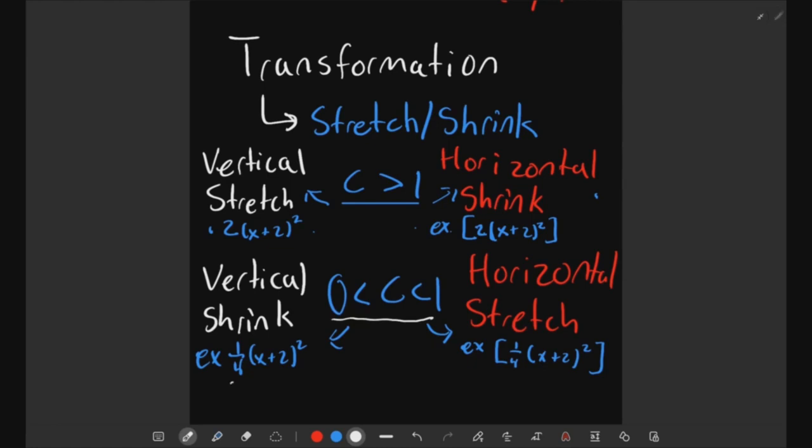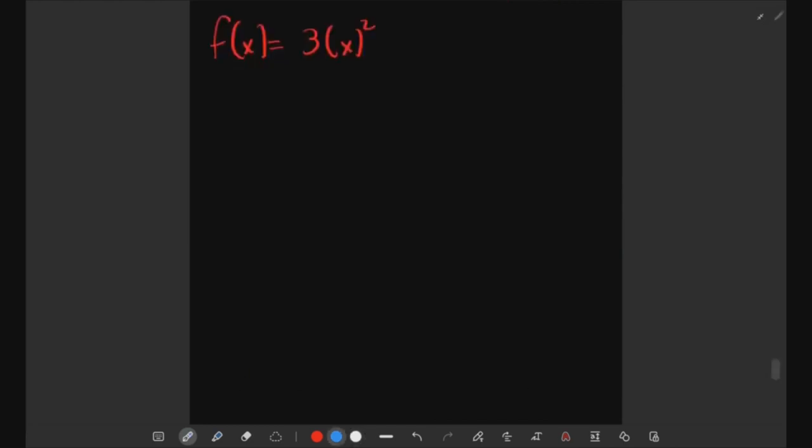If it's located outside, well, it's a vertical shrink. If it's located inside the brackets, well, it's a horizontal stretch. What do you think this one right here would be? If you said that it's a vertical stretch, you would be correct.